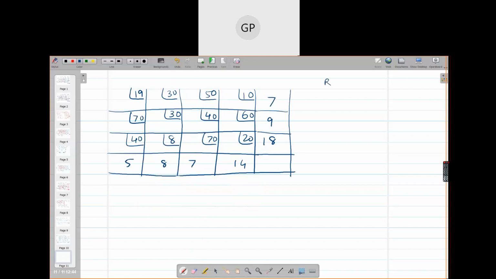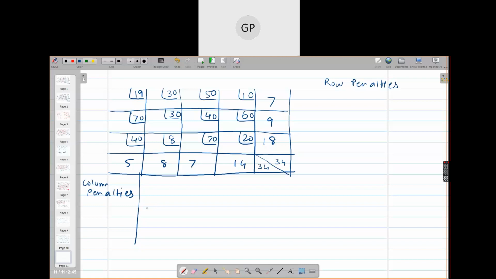Okay, so here I am calculating row penalties. And here we already have checked that it is balanced and all. Then here I am going to calculate column penalties. So how are we supposed to calculate row penalties?